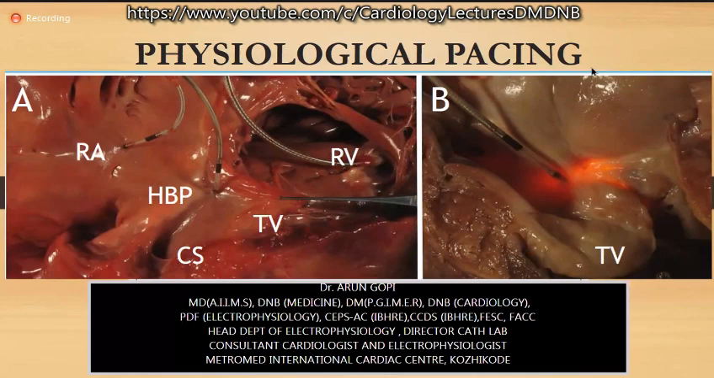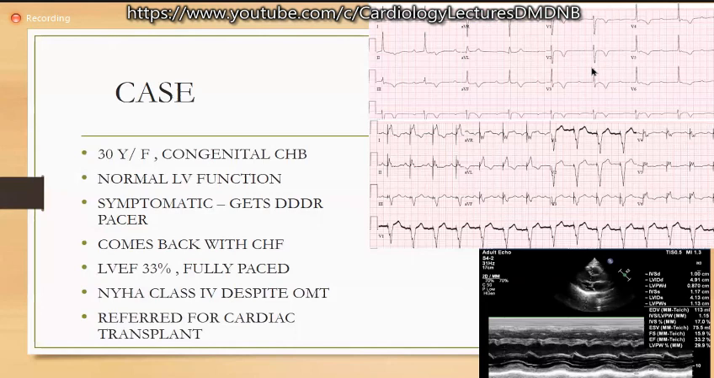Let's start this topic with a case scenario. This is just a hypothetical case scenario: a middle-aged person had congenital complete heart block. And as Hisham said, most of the current tendency is towards pacing these people. He had normal LV function, but he was symptomatic as well. So that makes it more of a case to get him paced, and he underwent a dual chamber pacer. As you all would know, some of these patients come back with heart failure, with progressively declining LV function. He is fully paced on ECG and device interrogation, worsens to class 4 despite optimal medical therapy, and he was referred to a transplant center.